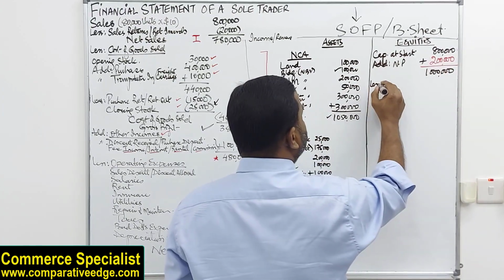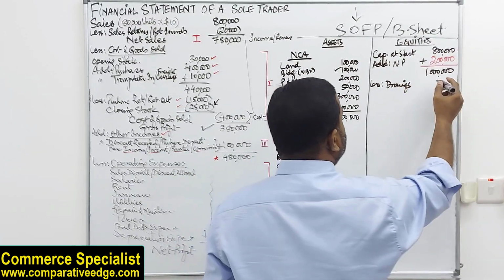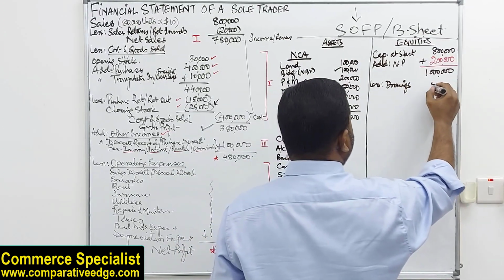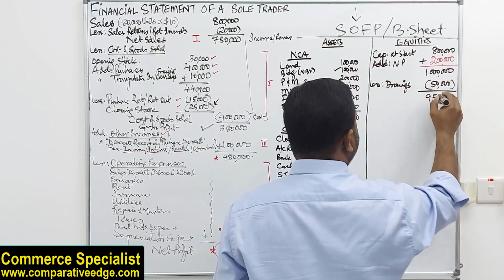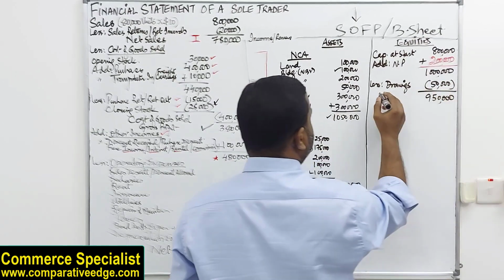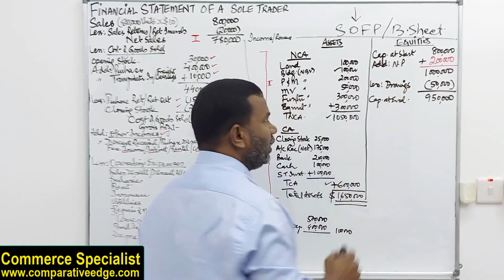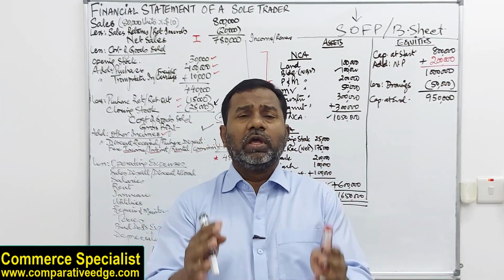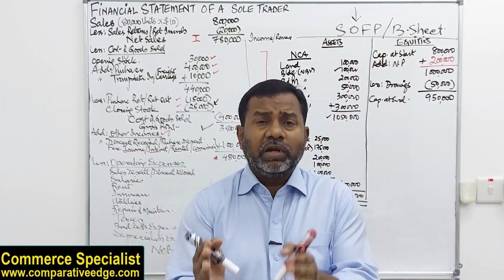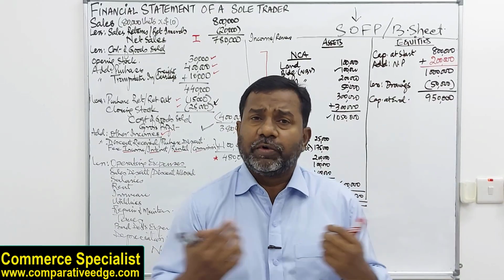After this, we are talking about less drawings. I'm just taking it to be 50,000. So you'll get 950,000. This is normally called capital at end. Just to give you a recap, what is drawings? Drawing is the amount of cash or equivalent the owner withdraws from business for personal use.